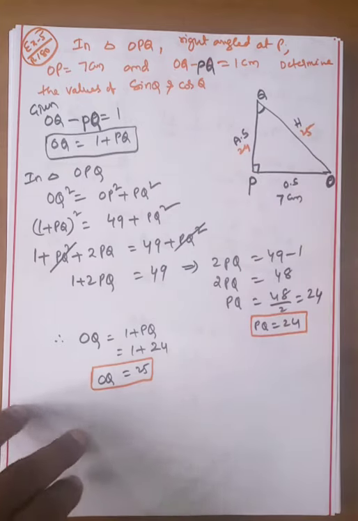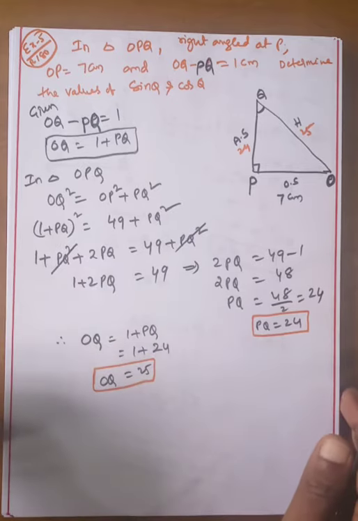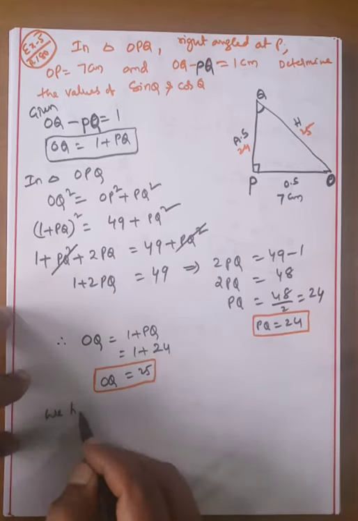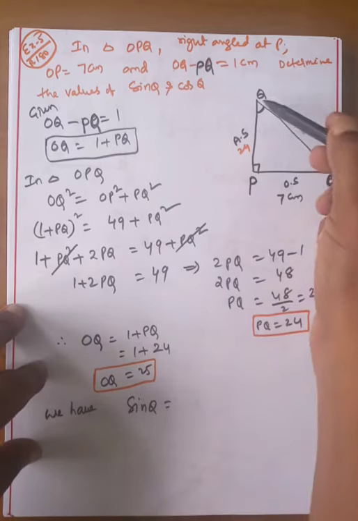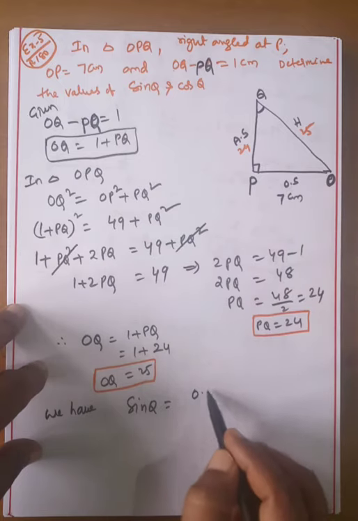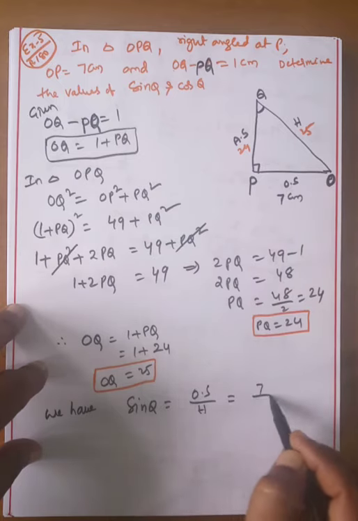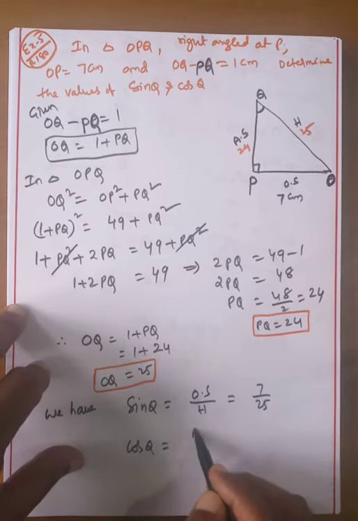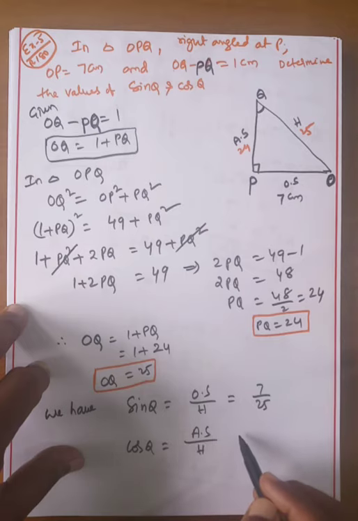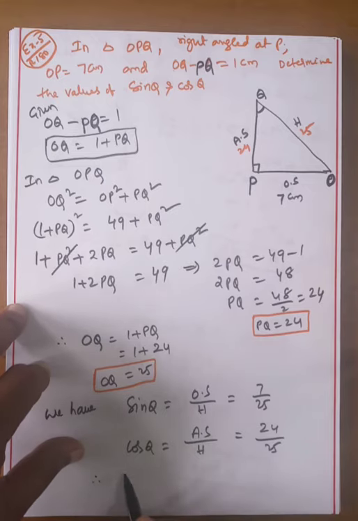Now write the formulas. We have the same triangle. What is the definition of sine Q? Opposite side by hypotenuse, that equals 7 by 25. Next, cos Q. What is cos Q? Adjacent side by hypotenuse. The adjacent side is 24, so 24 by 25. Therefore, sine Q is equal to 7 by 25 and cos Q is equal to 24 by 25.